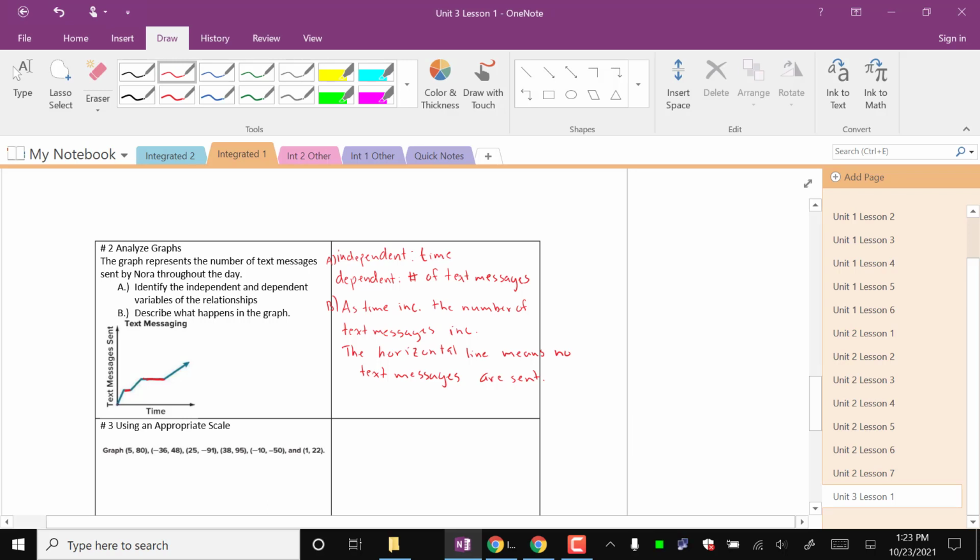So as we go from left to right, this part right here, and this part right here, and this part right here are all of our texts that are being sent. And then these horizontal lines are the times when our text messages are not being sent.